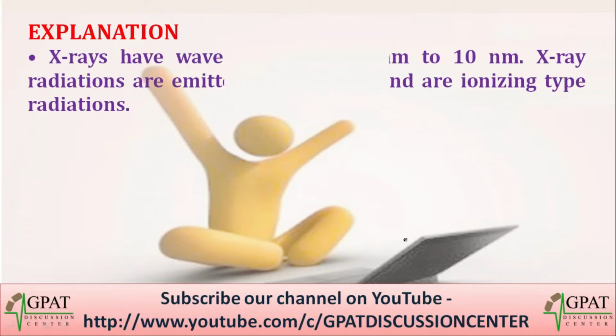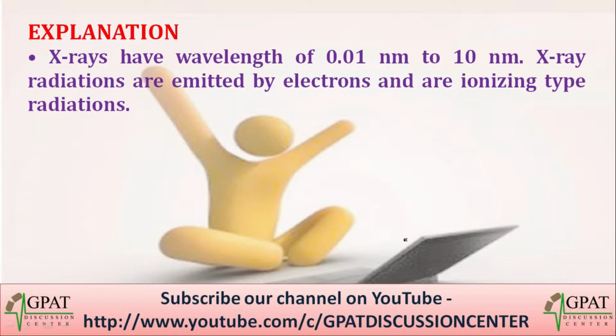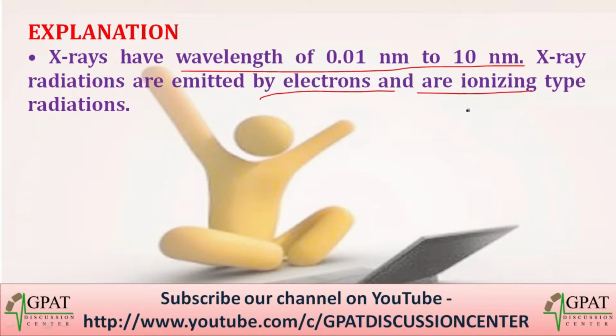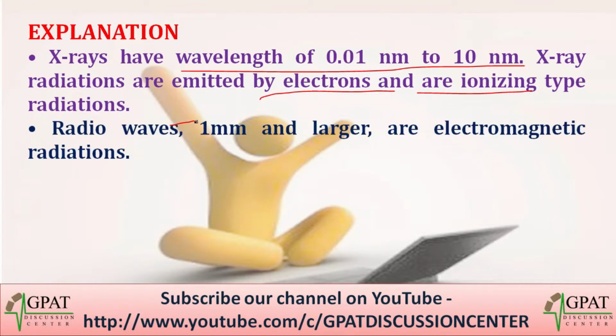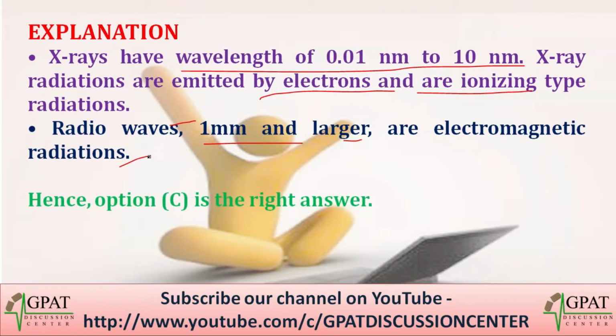So here we have just an explanation part on this, that X-rays have wavelength about 0.1 to 10 nanometer, and X-ray radiations are emitted by electrons and are ionizing type of radiations, whereas radio waves have 1 millimeter or larger wavelength and are electromagnetic radiations. So option C is the right answer. So moving on to the next question.